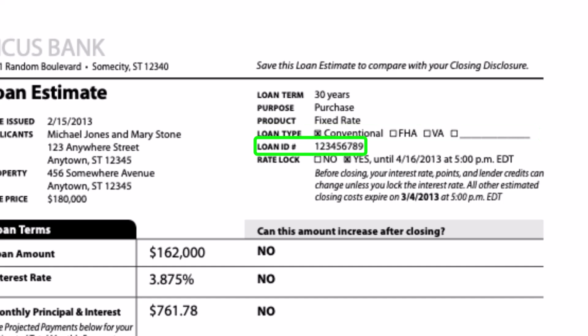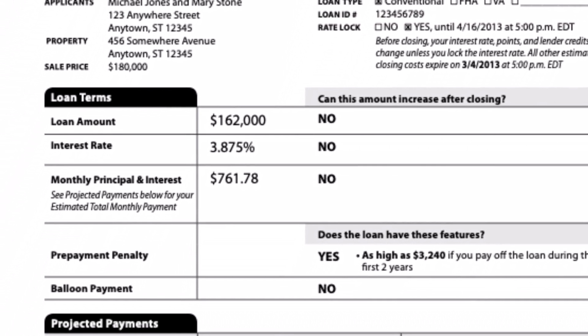Next is loan ID or loan number, and it's simply a reference number used by the lender. Next, very important, is rate lock, whether the interest rate has been secured and locked or if it's still subject to daily market fluctuations. Next is loan amount. This is the amount that you're borrowing or the amount you're pre-approved for. Next is interest rate. This is the interest rate you pay to the lender on this loan. Next is monthly principal and interest. This is your mortgage payment, excluding any property taxes or insurance.